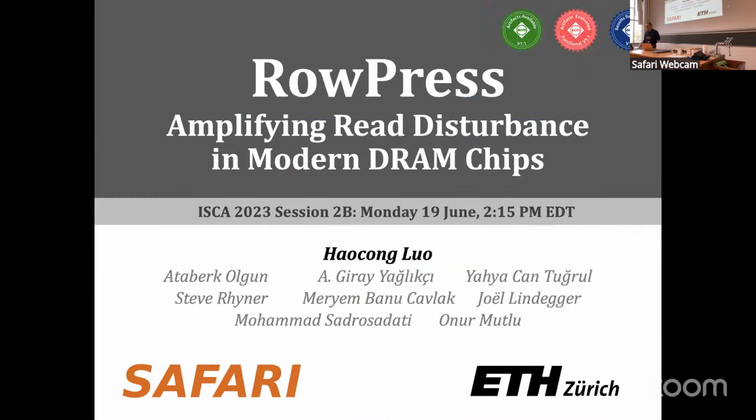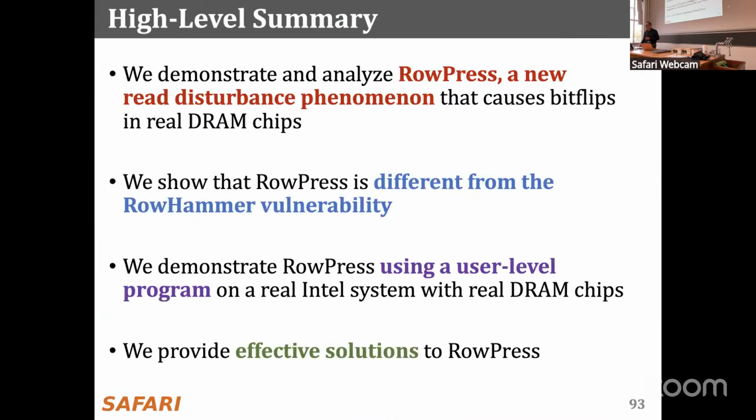So what is the problem, basically? The high-level summary of the paper is this. It demonstrates and analyzes for the first time a new read disturbance phenomenon that causes bit flips in real DRAM chips. And it demonstrates definitively that this is different from RowHammer. Basically, this is not RowHammer. This is also not retention bit flips. That's kind of obvious, but we need to also show that.